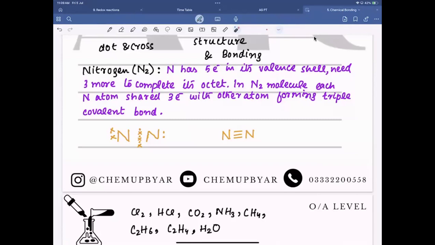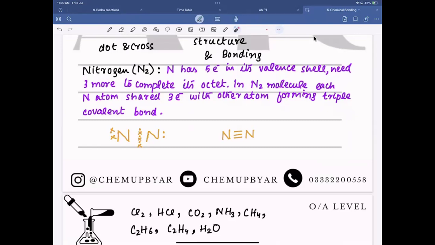So for ammonia, nitrogen has 5 electrons, right? Yes. So 3 will be shared, each one with 1 hydrogen. And with methane, carbon has 4 electrons in the valence shell, so carbon shares all 4 valence electrons, 1 electron with 1 hydrogen.